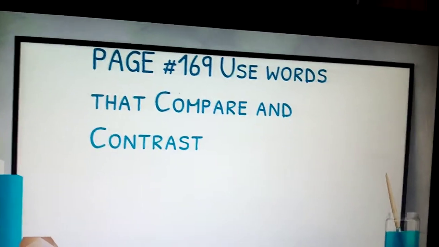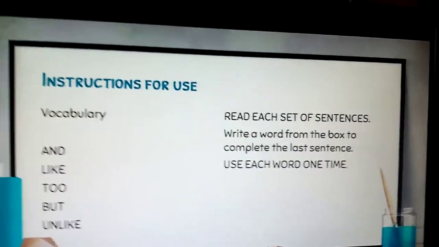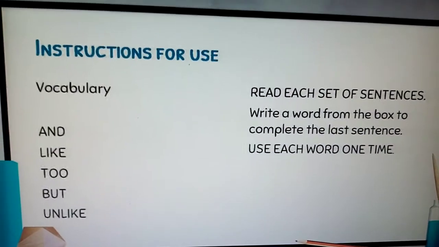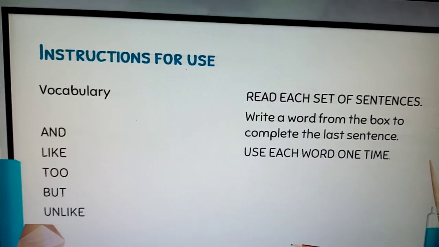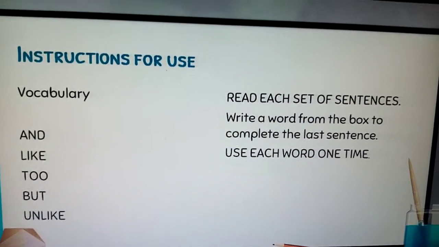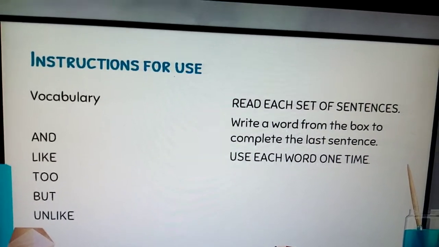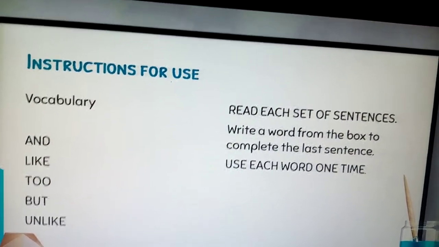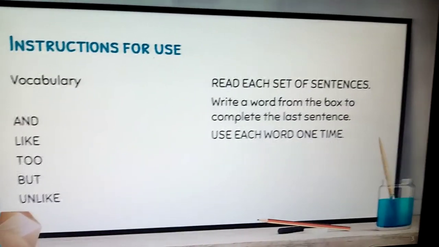Page 169, use words that compare and contrast. We're going to see the instructions. There we have vocabulary: and, like, too, but, unlike. Our exercise has instructions. Read each set of sentences. Write a word from the box to complete the last sentence. Use each word only one time. Only one time we're going to use each word.